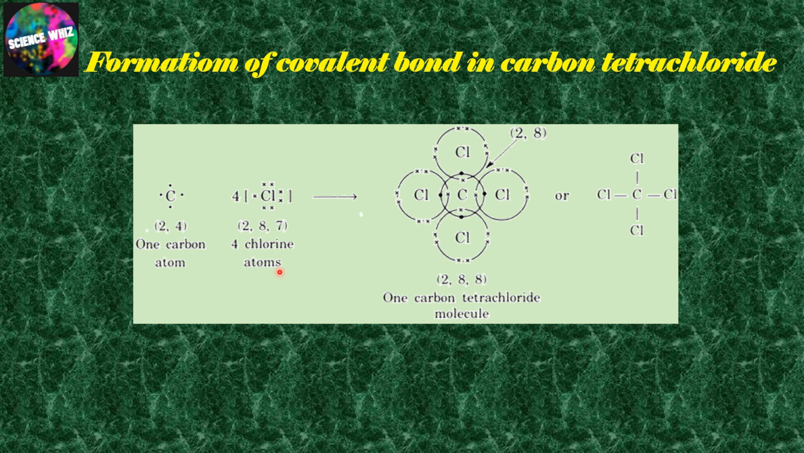Formation of covalent bond in carbon tetrachloride. Carbon atom has 4 electrons in the outermost shell. In the formation of carbon tetrachloride, it shares its 4 electrons with 1 electron each of 4 chlorine atoms. In turn, 4 chlorine atoms share 1 electron each with the carbon atom. Thus, in all, 1 carbon atom and 4 chlorine atoms complete their octet by mutual sharing of electrons and carbon tetrachloride containing 4 covalent bonds is formed.